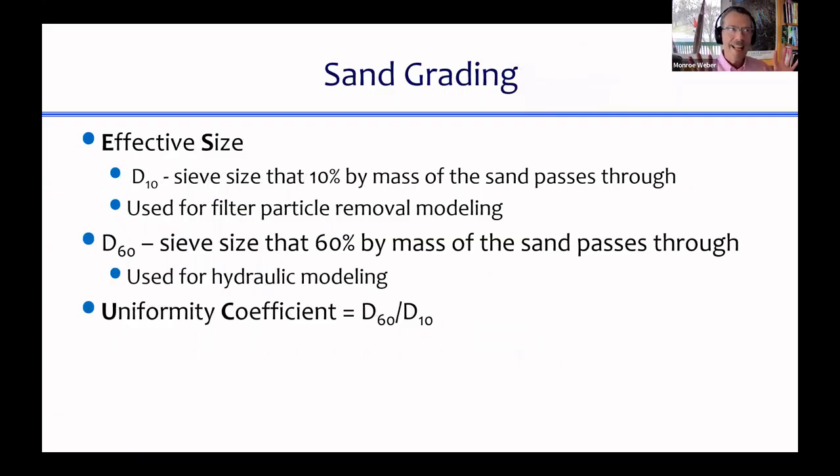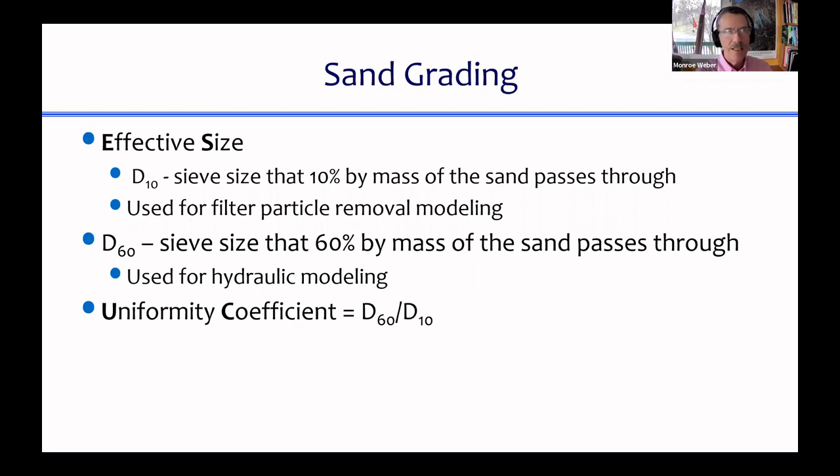Just one quick slide. In filter terminology, we have this effective size, which we often abbreviate as ES. It's a sieve size that 10% by mass of the sand passes through. So it's a smaller dimension, a smaller size measurement of the sand. And then there's a D60. Why they didn't call effective size just D10, I don't know. D60 is the sieve size that retains 60% by mass of the sand.